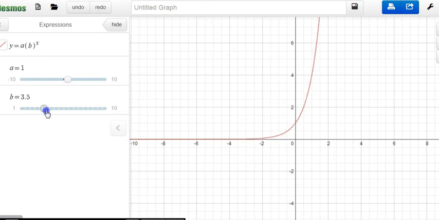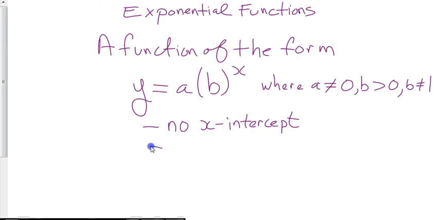It's going up, it's going down. The y-intercept is here, right? What's happening to the y-intercept as I change the value of b? Stays the same, right? What is it? 1. Okay, so the y-intercept is 1.